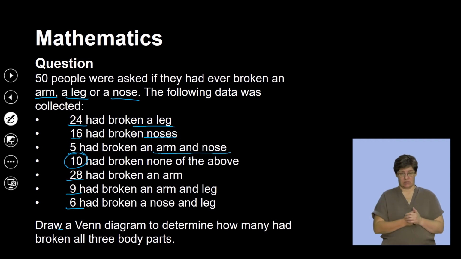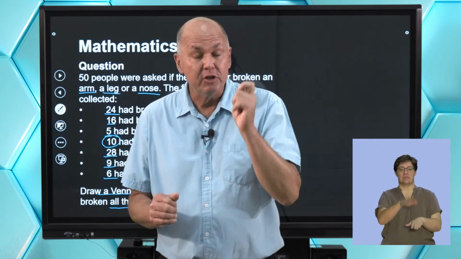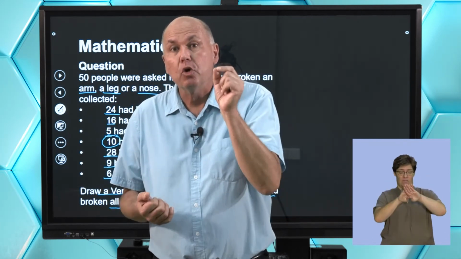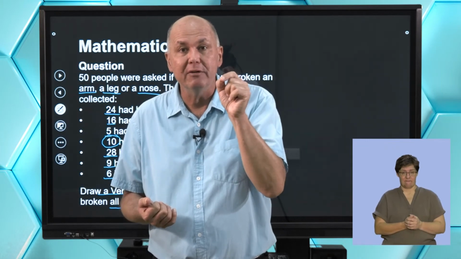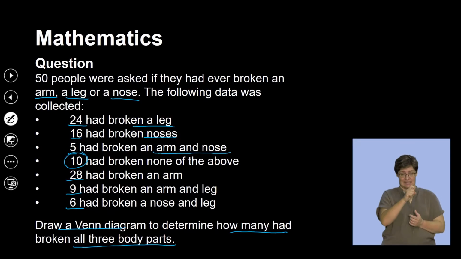We're asked to draw a Venn diagram to determine how many had broken all 3 body parts. Yeah, that's quite a complicated little investigation. But you know what? If we take it one step at a time, we'll make sure that we'll get the answer. So our goal is to find where all three events overlap. I'm going to call the number in all three events x. So let's get going with that.